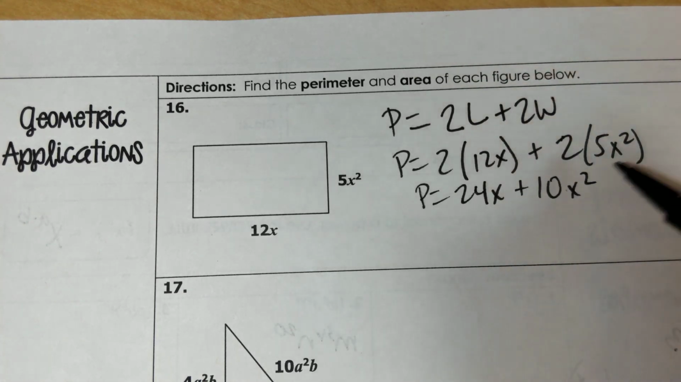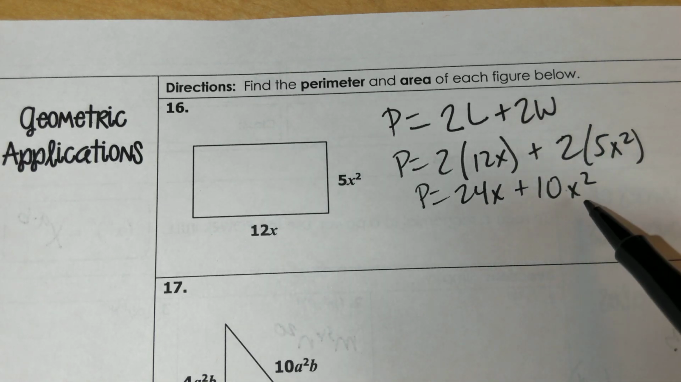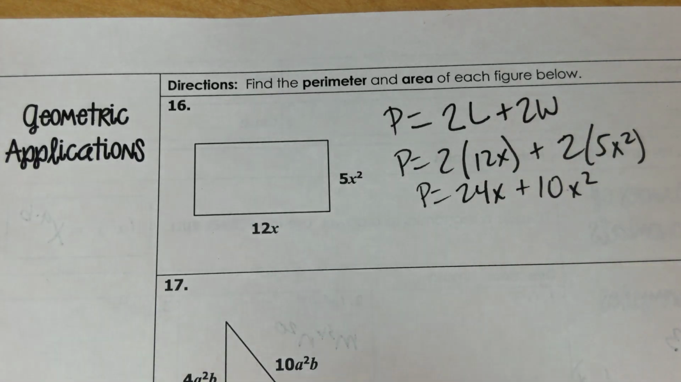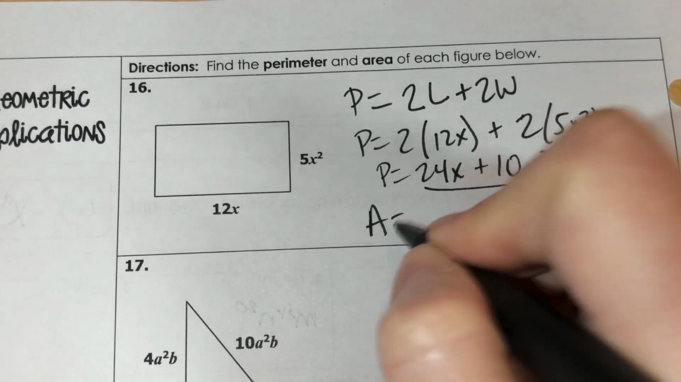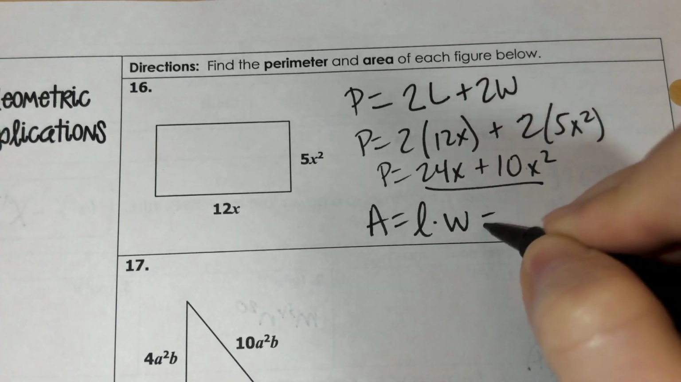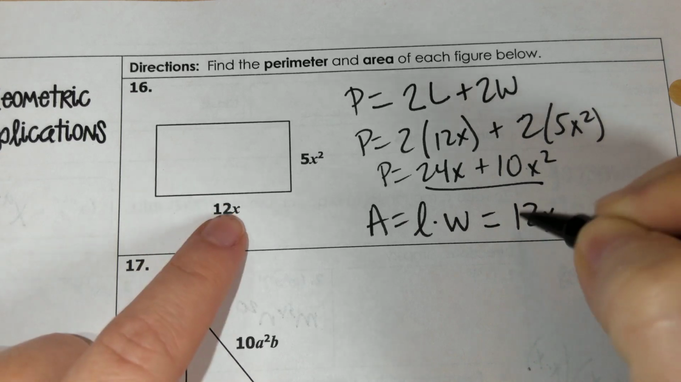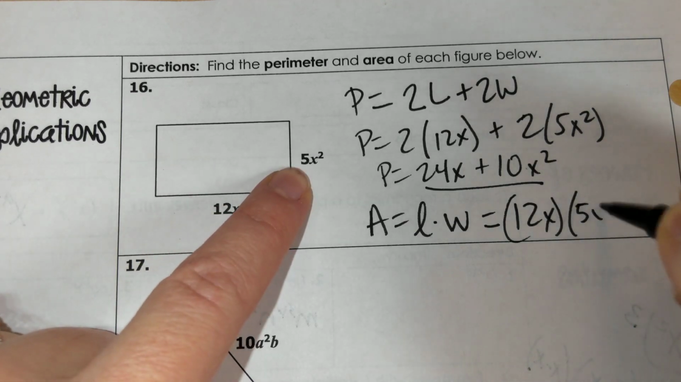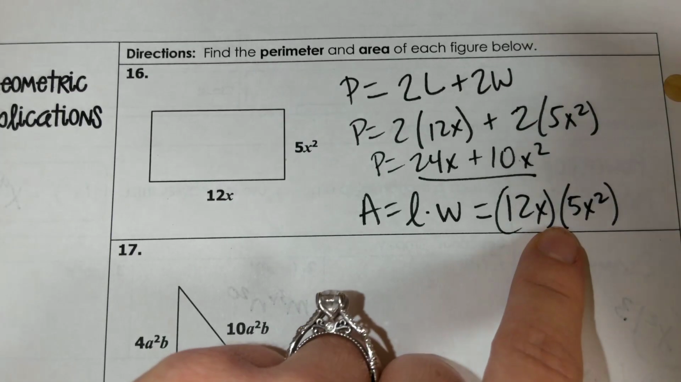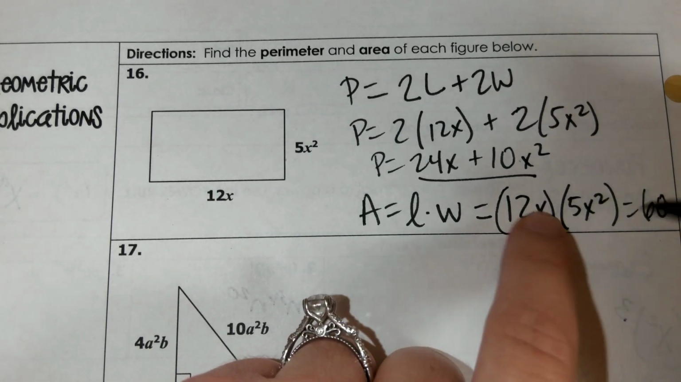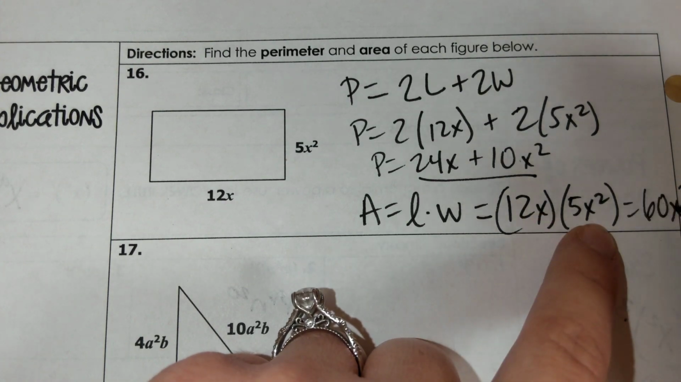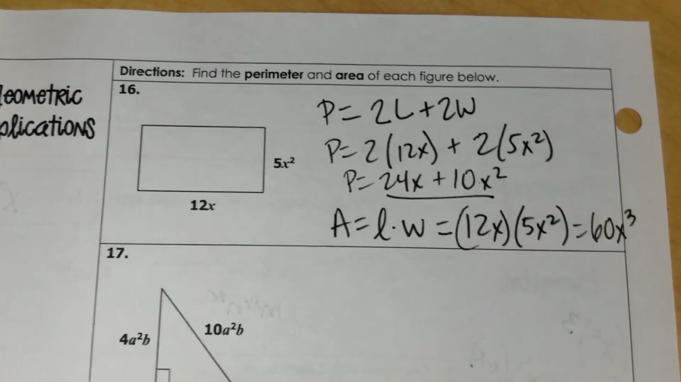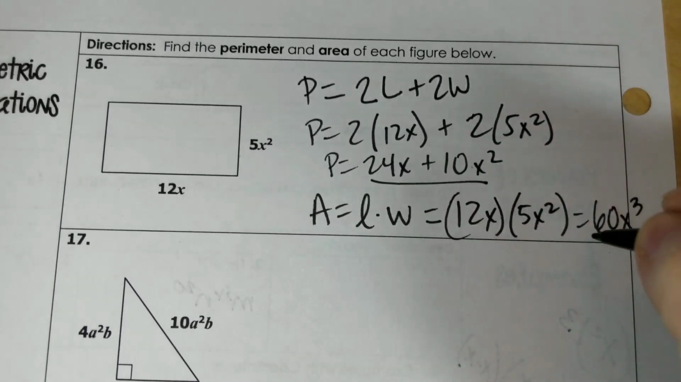And then what happens here is we have an x and an x squared. They're 2 monomials, but they have different variables and exponents. So they are not like terms and we cannot combine them. So we leave our perimeter just like that. Now area, we know, is length times width. And so if we multiply that out, we have 12x, our length, multiplied by our width of 5x squared. So now we're using the multiplication rule. So 12 times 5 becomes 60. X times x squared, when we add those together, it becomes x cubed. Okay, and so that becomes our area.